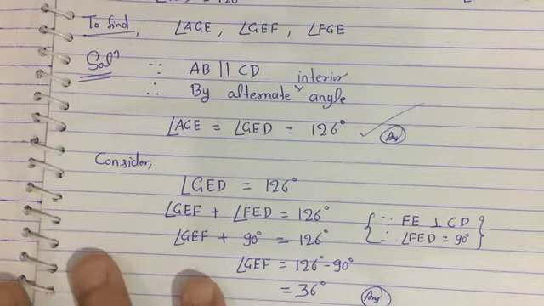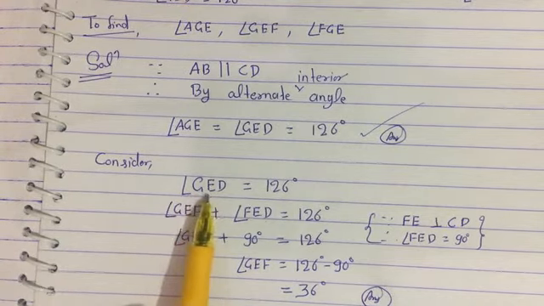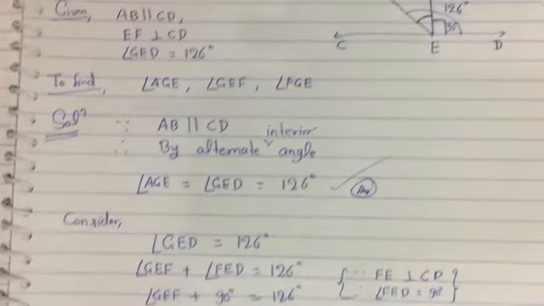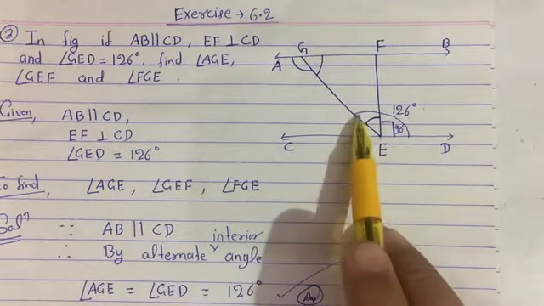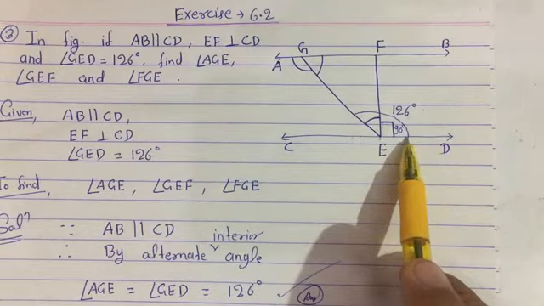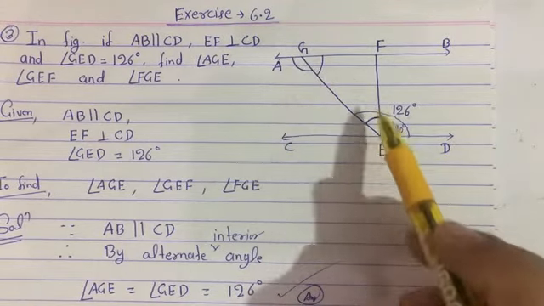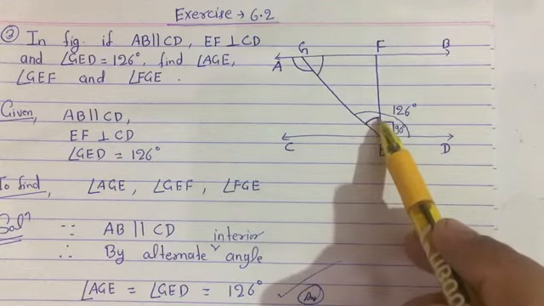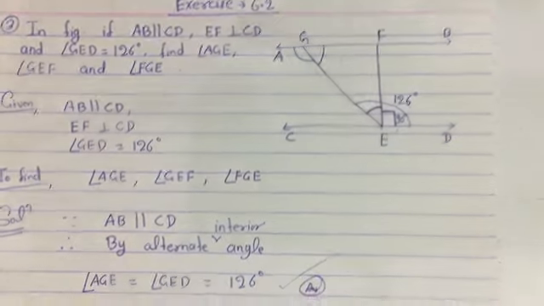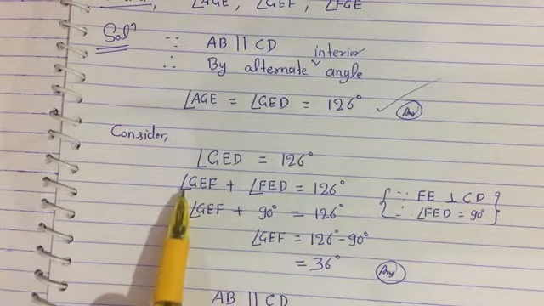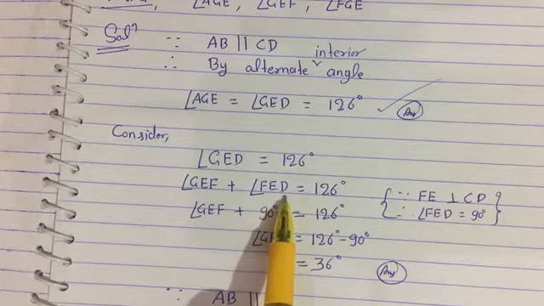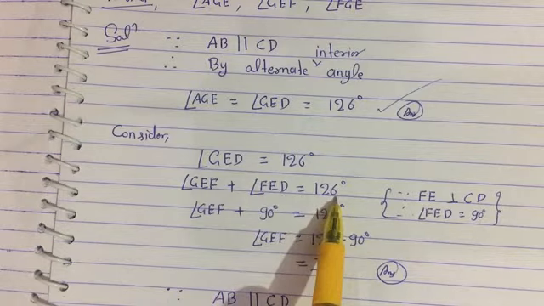Consider angle GED, which is equal to 126 degrees. Look in the figure, angle GED, this whole angle, and when we break it, we have to write angle GEF, this, plus angle FED, this. Write it: angle GEF plus angle FED equals 126 degrees.